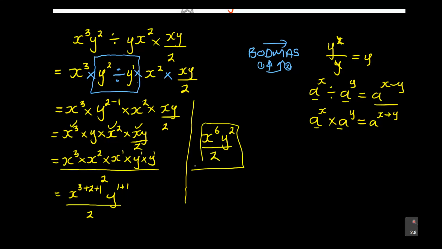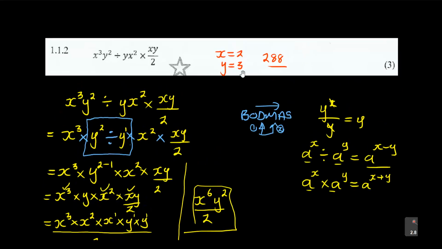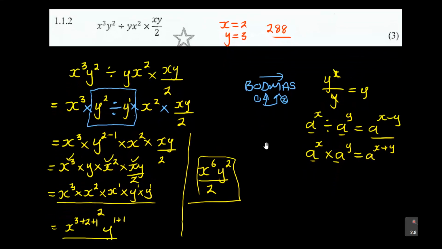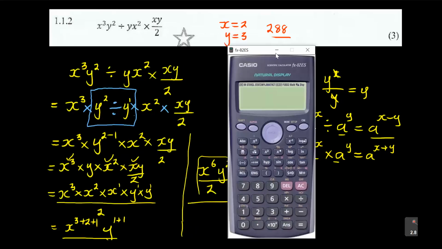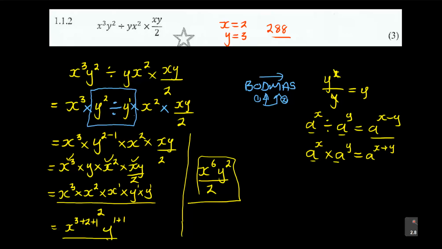Now if I can test this, remember when I said x is equal to 2, y is equal to 3, I got 288. Now if I test the final answer this time and say x is 2 to the exponent 6 and y is 3 squared over 2, you see I'm now getting 288, meaning I've managed to use the proper way of simplifying that.